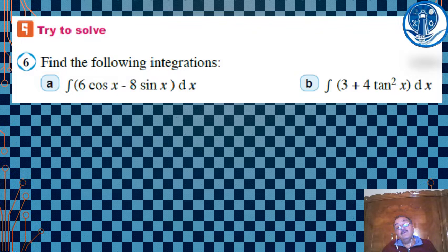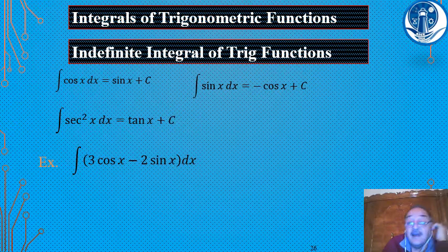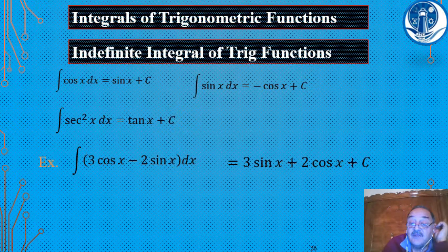Try to solve. Find the following integrations. The integration of 6 cosine x minus 8 sine x dx. It will be 6 sine x, minus, it will be plus 8 cosine x. And these are the rules again, and this is an example. It will be 3 sine x plus 2 cosine x plus c. Okay.